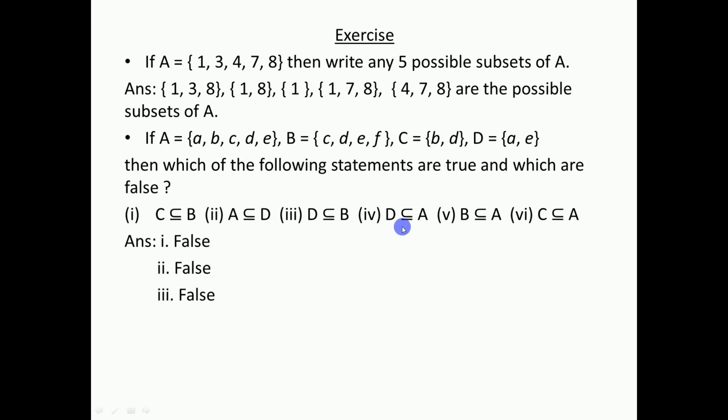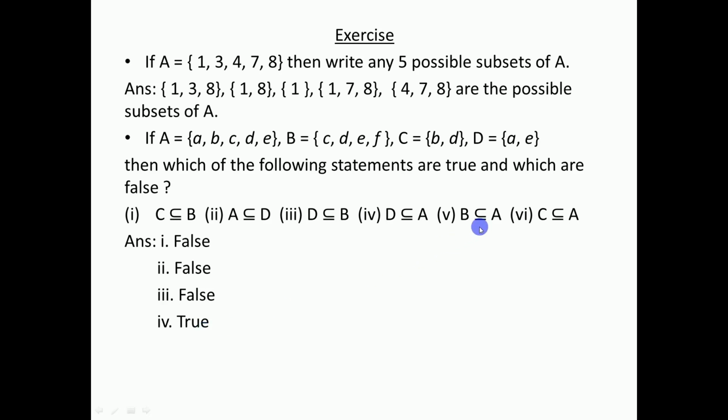Now let us have a look at the fourth statement. The fourth statement says that D is a subset of A. That means all the elements of set D are present in set A. D has the elements A and E, and in set A, A and E are already present. That means all the elements of set D are present in set A. So the fourth statement comes out to be true. You just have to observe carefully and write the answer.